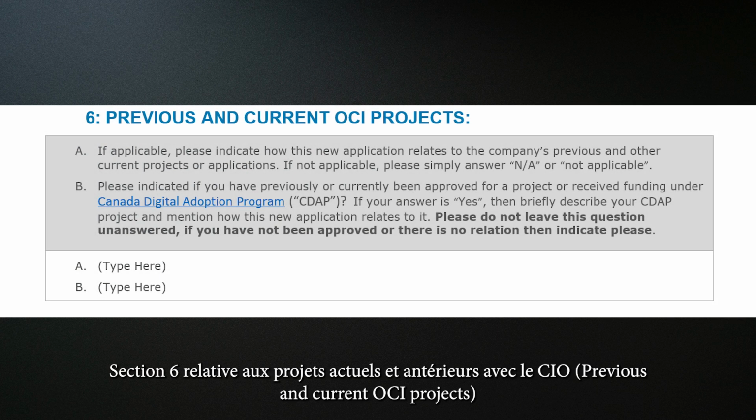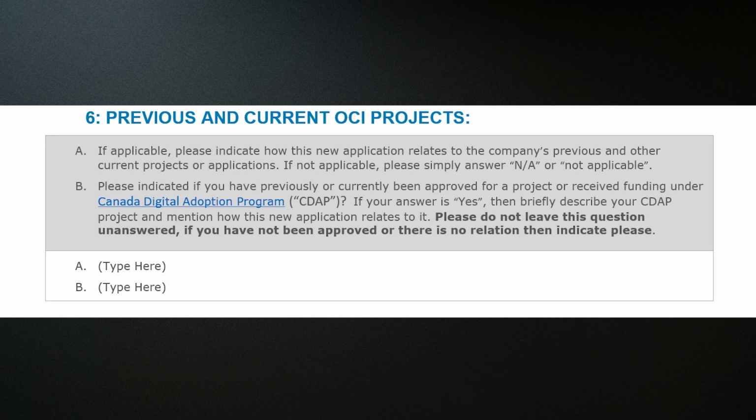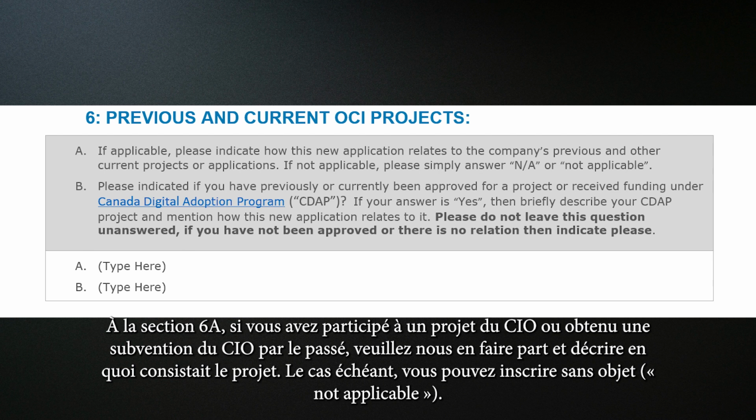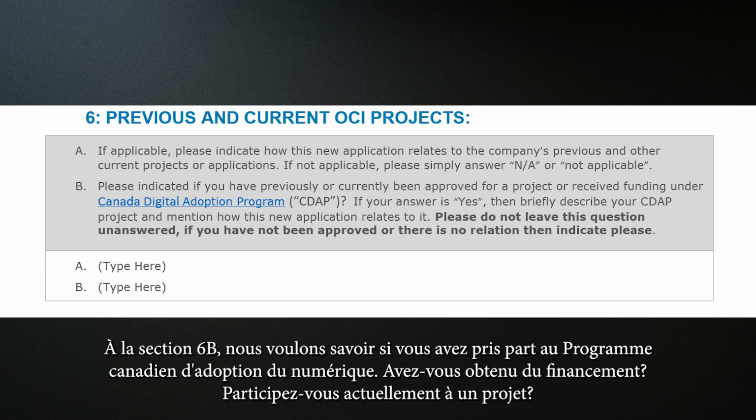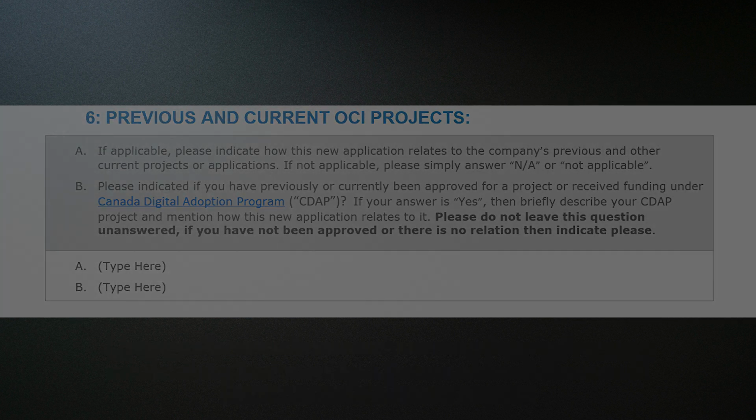Question 6, previous and current OCI projects. In 6A, if you have participated or received an OCI grant in the past, then please indicate and describe what that project was about in 6A. If you haven't, then you can just put not applicable. And in 6B, we want to understand if you have been involved in the Canada Digital Adoption Program. Have you been funded by them? Are you currently involved in a project? So please make sure to put the details in 6B.